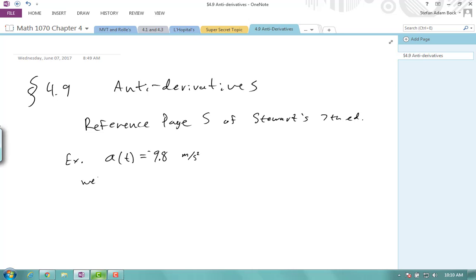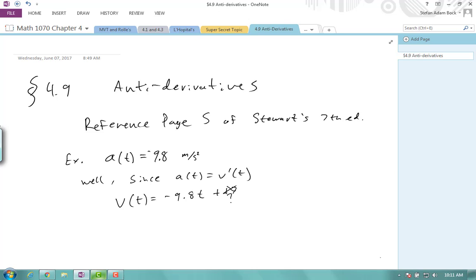Well, since acceleration is the rate of change of velocity, I'm searching for a function whose derivative is equal to negative 9.8. And it turns out such a function is negative 9.8t. But that's not the only function which has a derivative of negative 9.8, because I could add any other number here, say 17. If velocity is equal to negative 9.8t plus 17, then its derivative is also equal to negative 9.8 for all t.